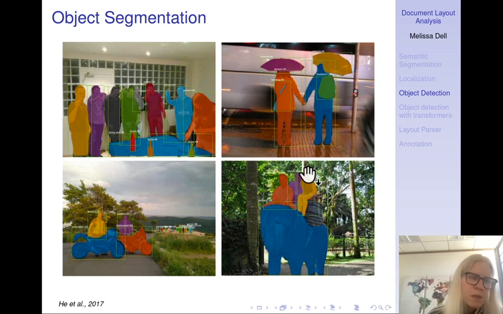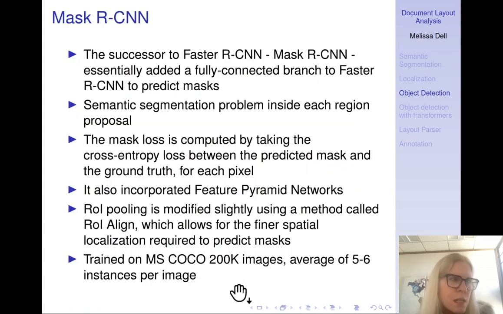Okay, I want to say a final word about object segmentation. Instead of just recognizing the bounding boxes, you segment the objects that are in those bounding boxes. And with documents, oftentimes that's not really necessary, but the successor to Faster R-CNN, Mask R-CNN, essentially just adds a fully connected branch to Faster R-CNN to predict masks. So it's a semantic segmentation problem inside each region proposal. The mask loss is computed by taking the cross-entropy loss between the predicted mask and the ground truth for each pixel. And it also incorporated feature pyramid networks.